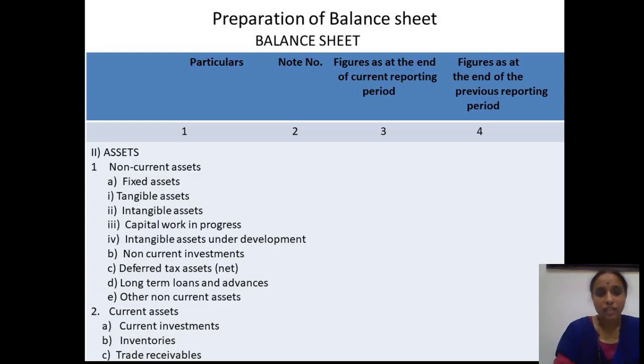If there is any other non-current assets we are going to take. Now is current assets. Under current assets, the second category, you are going to take current investments, inventories, trade receivables, cash and cash equivalents, short-term loans and advances, and other current assets. So these are the headings under the current assets. All these current assets have to be recorded.